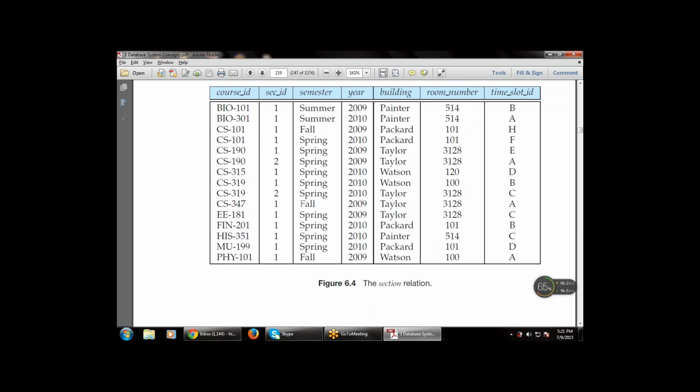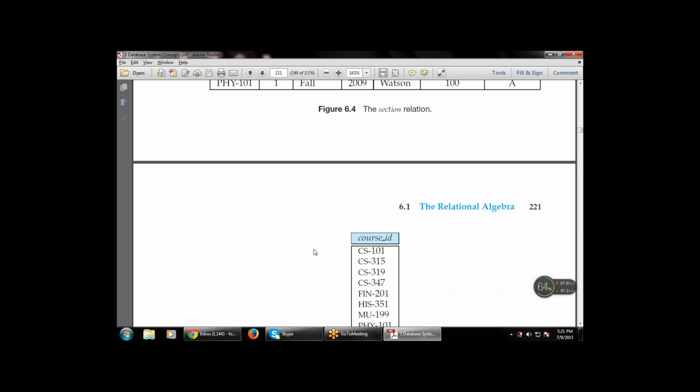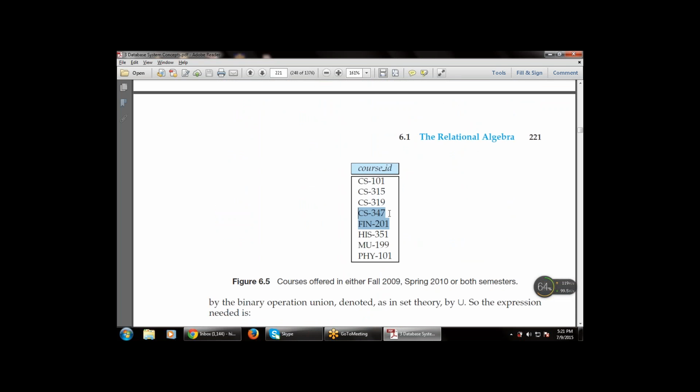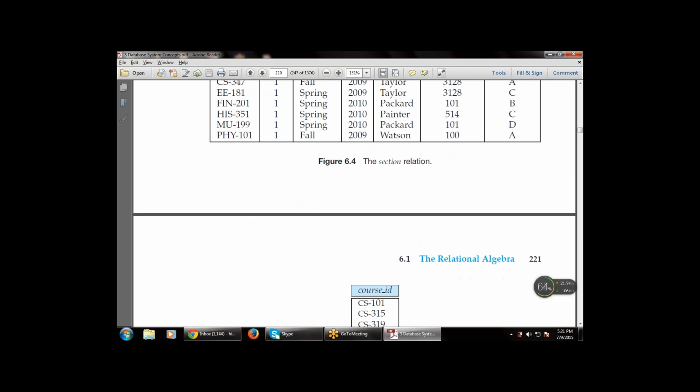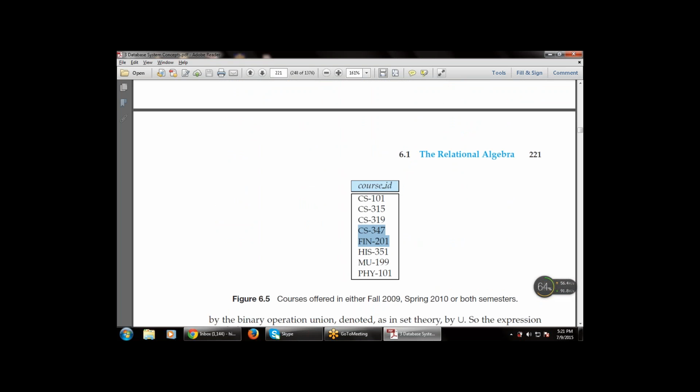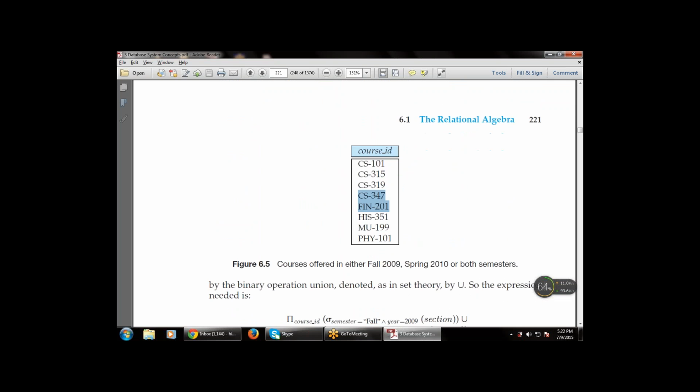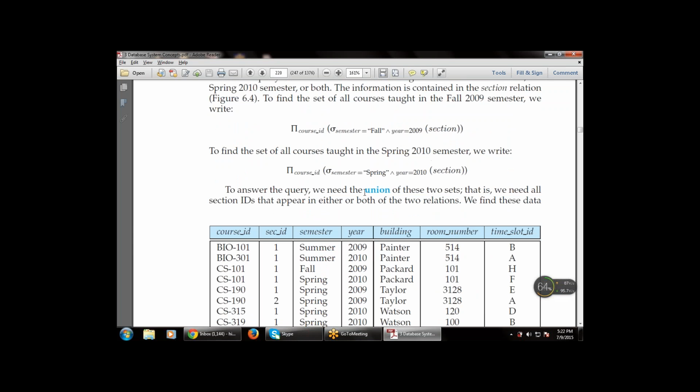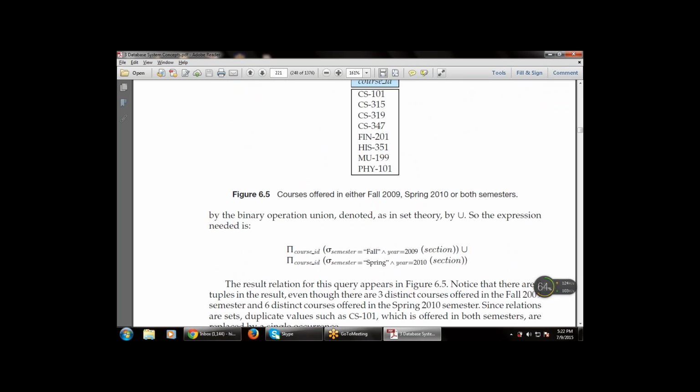Then there is a fall 2009, that is CS 347. So like this, either the spring 2010 or the fall 2009 or the combination of both, that is the fall 2009 and the spring 2010, is available. To answer the query, we need the union of these two sets, and we find that data by the binary operation union, denoted in the set query by the U. So the expression is this one. If I want both, we use the union operation.